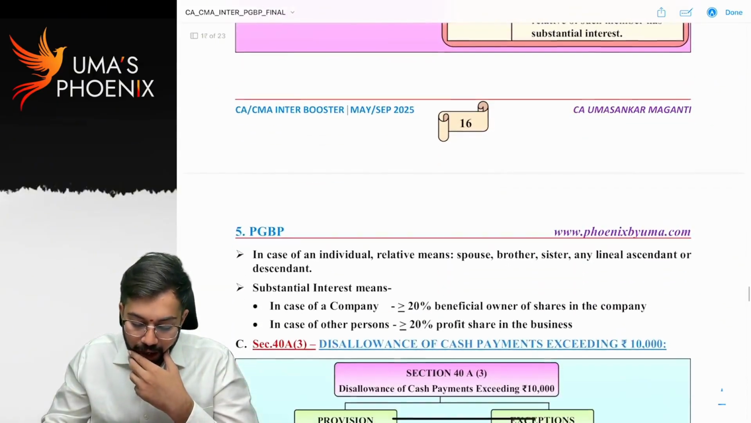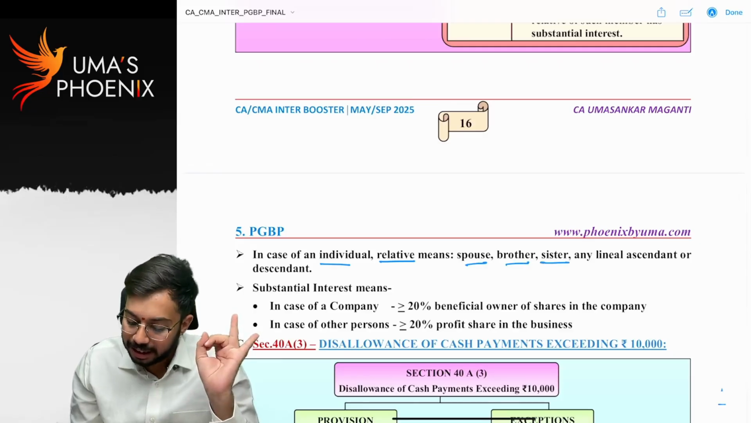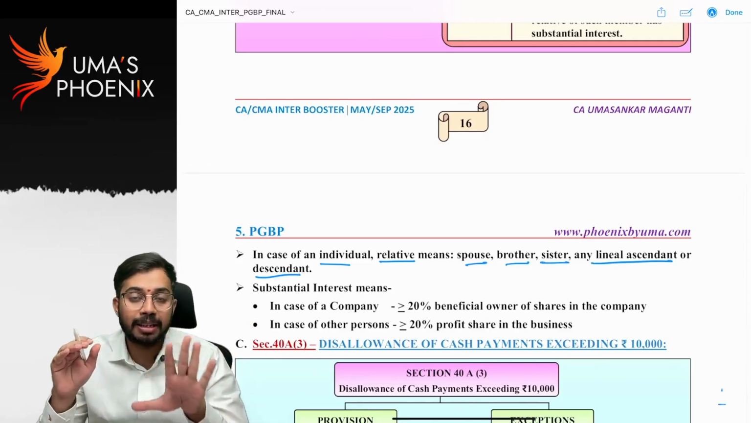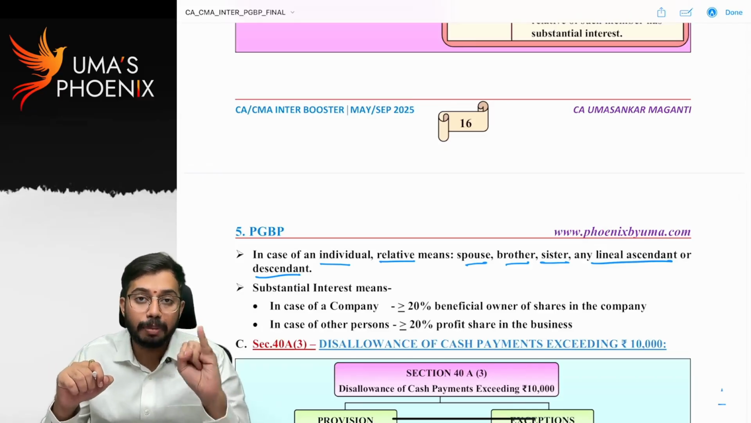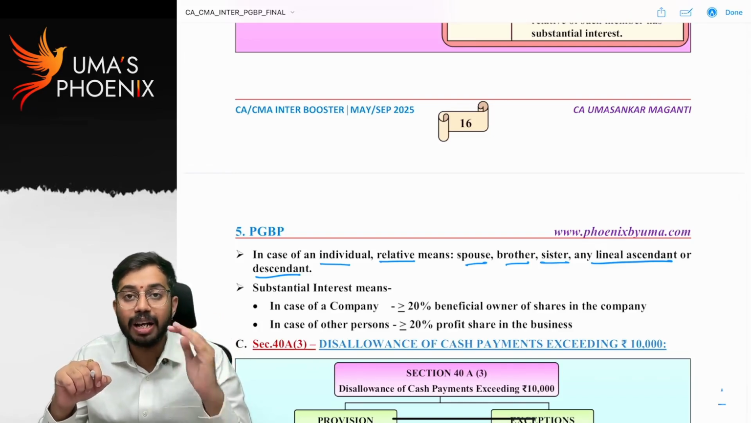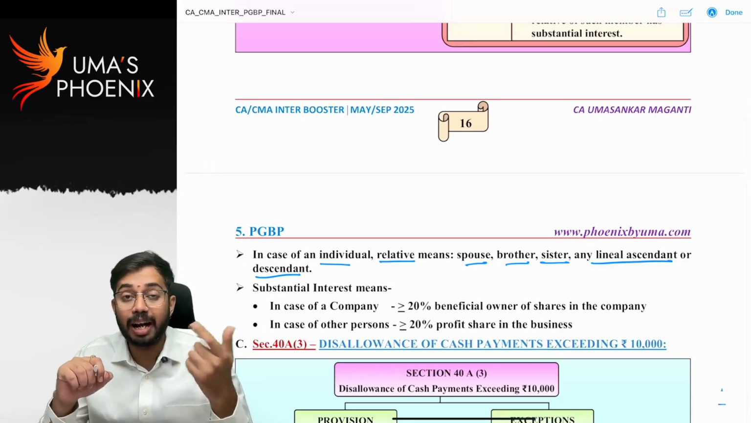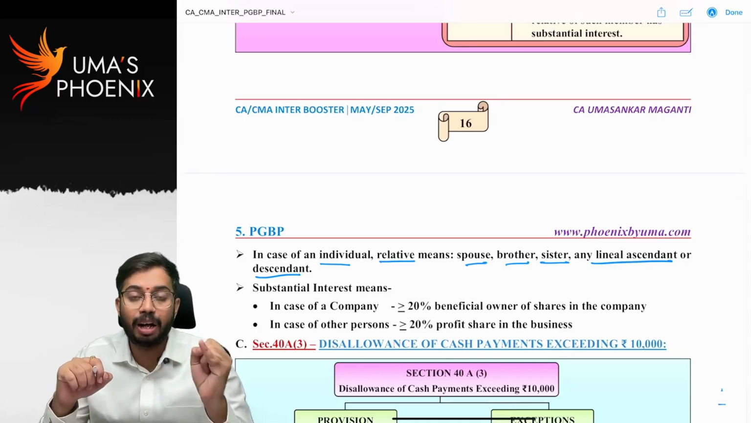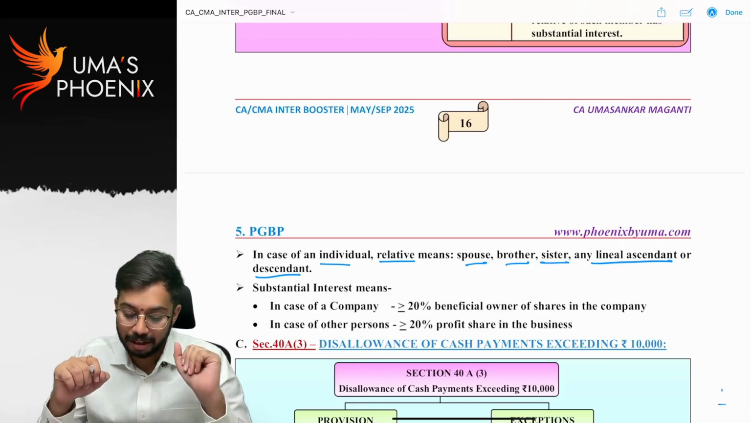Relative means who? In case of an individual, relative means spouse, brother, sister, any lineal ascendant or descendant. See, only 5 persons are covered under the definition of relative for 40A(2). Who are they? Spouse, brother, sister, any lineal ascendant, descendant. Lineal ascendant means 3 generations upwards: mother, father, grandmother, grandfather, great grandmother, great grandfather. Lineal descendant means 3 generations downwards: son or daughter, grandson or granddaughter, great grandson or great granddaughter. Are you able to understand?